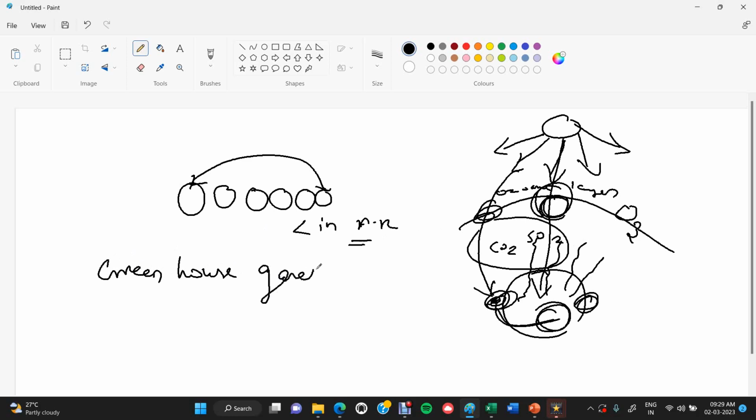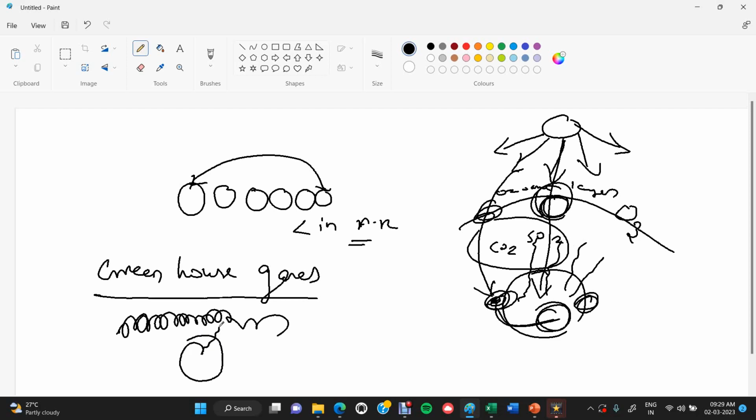Greenhouse gases, in the sense, these gases will form a cloud-like structure around the earth. This is the earth, and the heat radiated from the earth, these gases will not allow the heat to pass through them. This will revert the heat back to the earth itself. So the heat radiated from the earth will not get into outer space. These gases block the heat radiations and send them back to the earth. Then the temperature of the earth increases.